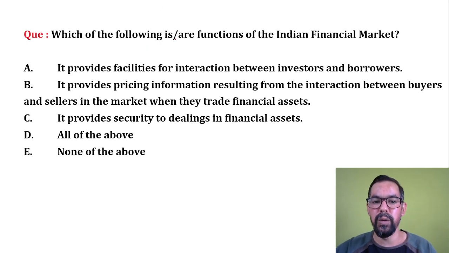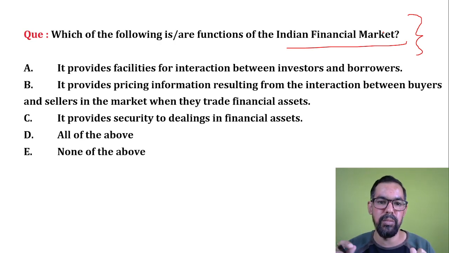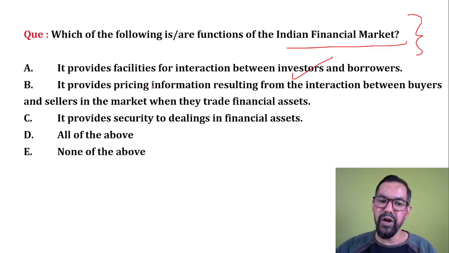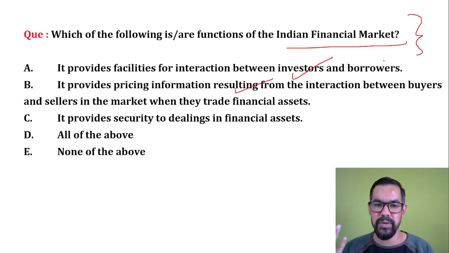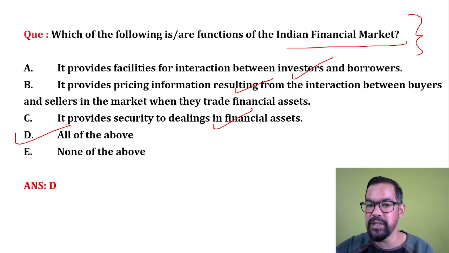Next one, which of the following is a function of Indian financial market? Whenever you talk about financial market, there are so many functions which are generally performed by this particular market. So go through these particular statements. It facilitates the interaction between investor and borrower, which is correct. It provides pricing information resulting from the interaction between buyer and seller. So with the help of financial market, you can know the price of any commodity, any shares or currency. It provides security in dealing in financial assets, like we have stock exchanges or broking houses, and we have SEBI, so we do have security, right? So what will be the correct answer? Option D will be the right answer for this particular one.